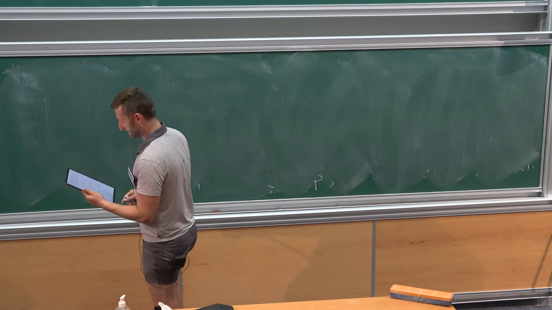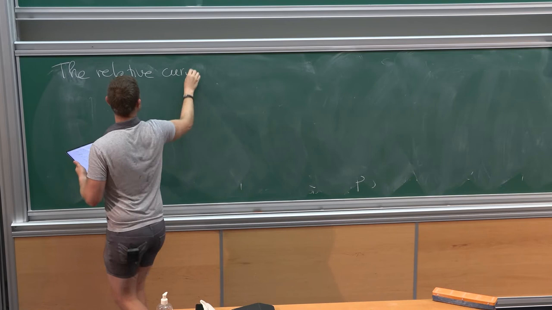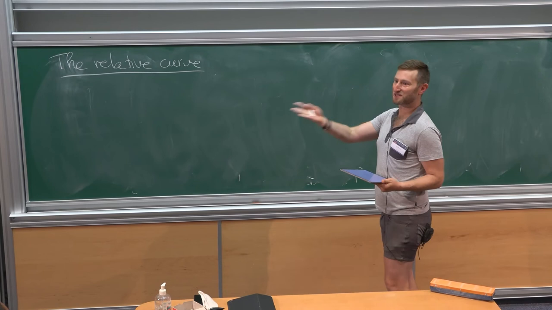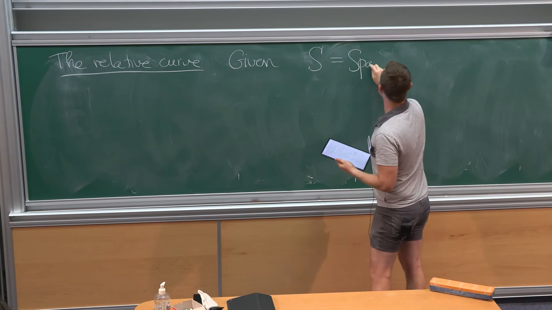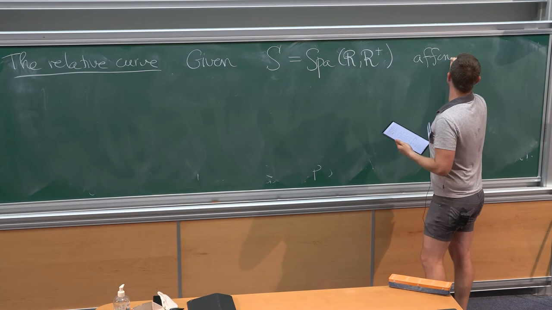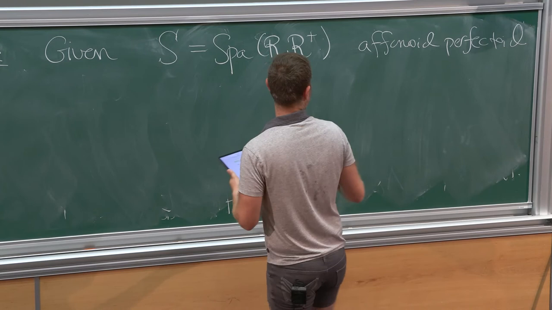All right. So, yeah, I need to talk about the relative curve. We've had the absolute curve living over some algebraically closed field, and now we want this to move in families. So I'll tell you how to do this on an affinoid perfectoid. This ring R here is going to be a perfectoid ring. It should just be in characteristic p.